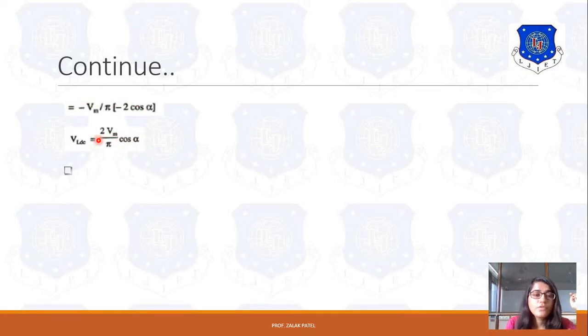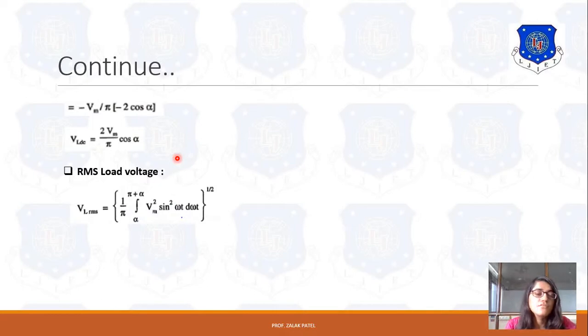Now if we want to find the RMS load voltage, meaning the root mean square of load voltage, we have to take the square of the original voltage and then take the square root of it. So it is VL RMS. Again please note the limit, it is from alpha to pi plus alpha, 1 upon pi as it is, Vm square sin square omega t, raised to 1 upon 2, with d omega t, because the firing angle is with respect to this omega t line, that's why we integrate over omega t.